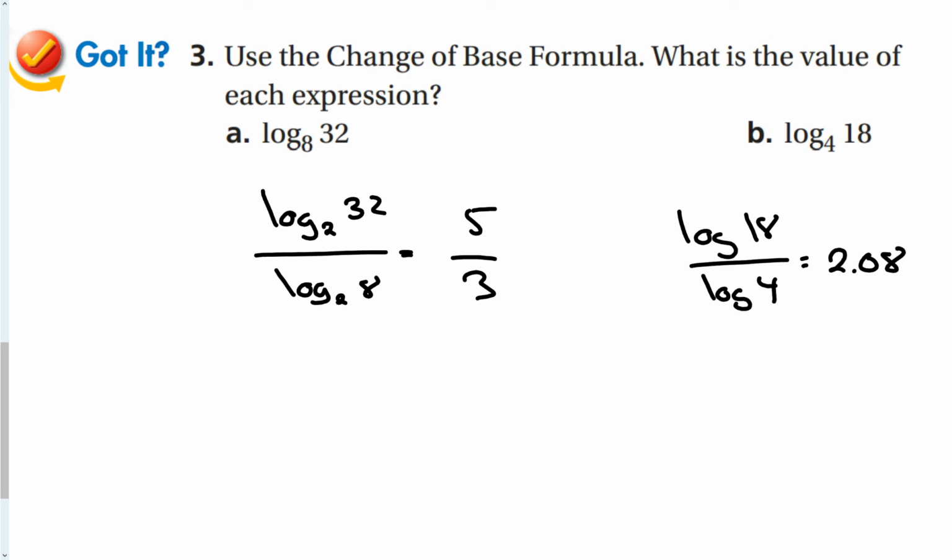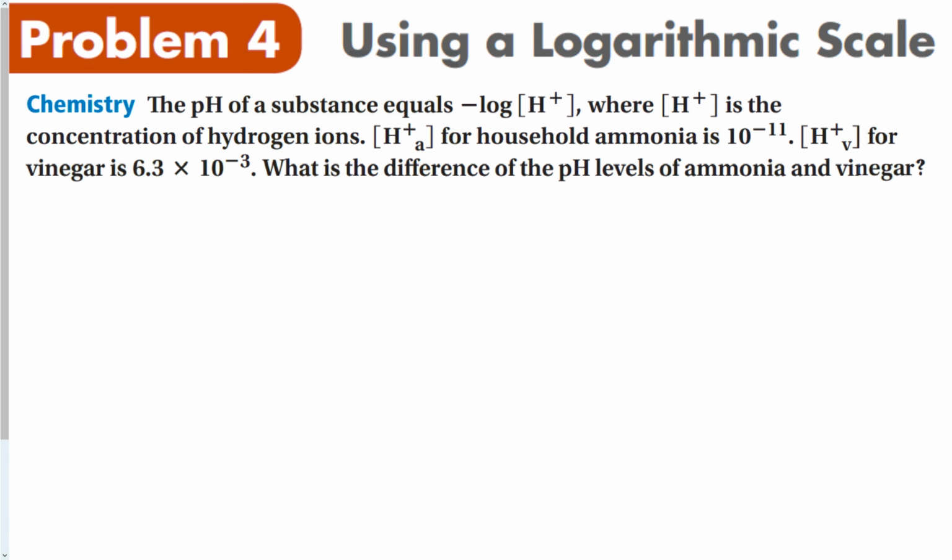Okay. You can also use these properties to help you solve a word problem. Okay. So pH is a logarithmic expression. So the pH of a substance equals the negative log H plus, where H plus is the concentration of hydrogen ions. So H plus sub A for household ammonia is 10 to the negative 11th power. H plus sub V for vinegar is 6.3 times 10 to the negative 3rd power. What is the difference in the pH?